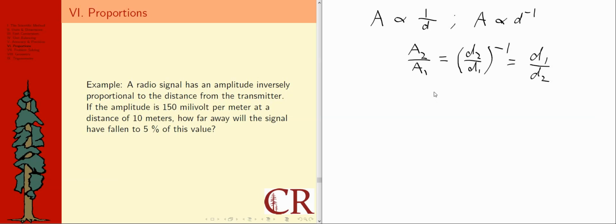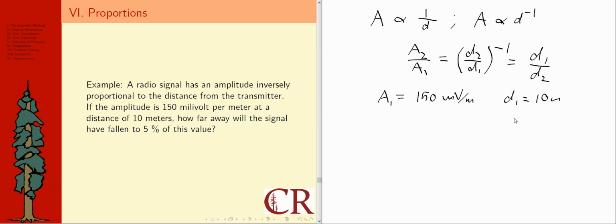Now, how does this relate to what we have? I think maybe a way to look at this is if I say that A1, I'm not going to use ordered pair notation this time, A1 is equal to that 150 milli. We don't use volts too often in physics 2A, but we're doing it here for a little bit. And millivolts would be an M in front of that with a capital V per meter. So I could write that 150 millivolts per meter like that. And then that was at a distance of 10 meters. In other words, D1 is equal to 10 meters.